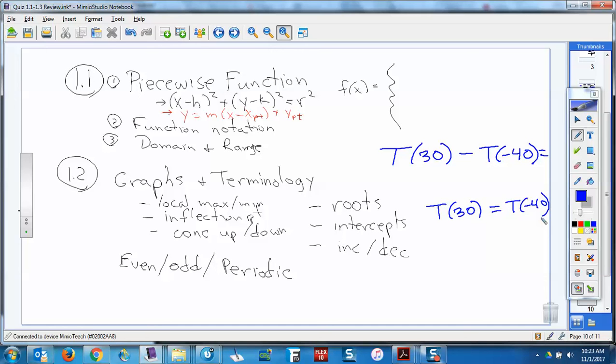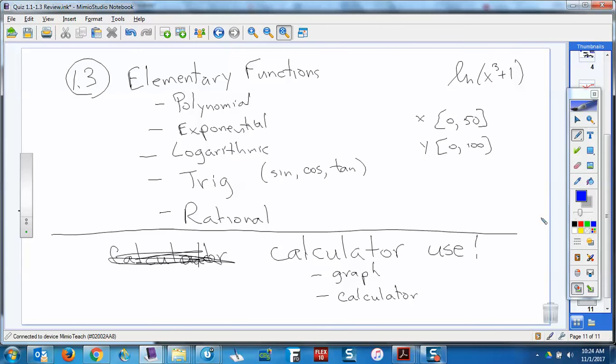And then we talked about terminology on graphs: local max, min, inflection points, concave up, concave down, roots, intercepts, increasing. That's simple stuff. I give you a graph and ask, where's it increasing? Like that tangent problem. Where's it concave up? You just give an interval, kind of thing. So not going to be a ton of that, probably, but those are terms that we want to know about graphs. Okay? I can go back to that if you need it. And then this last section was just about the different types of functions.